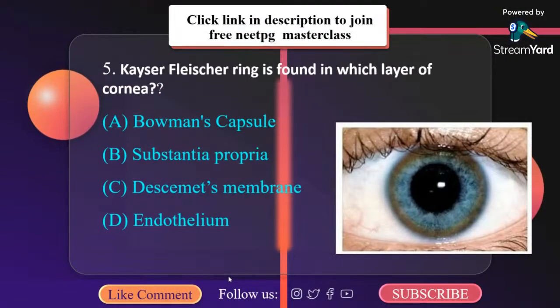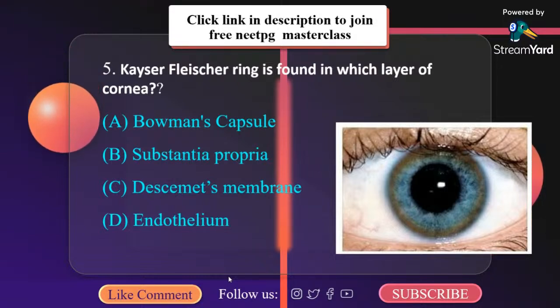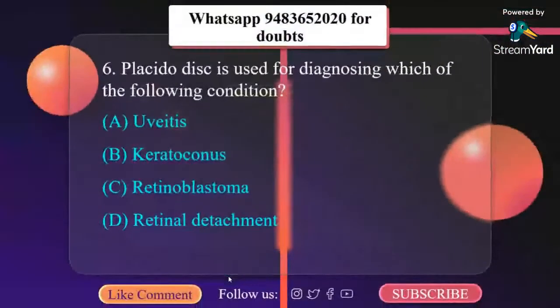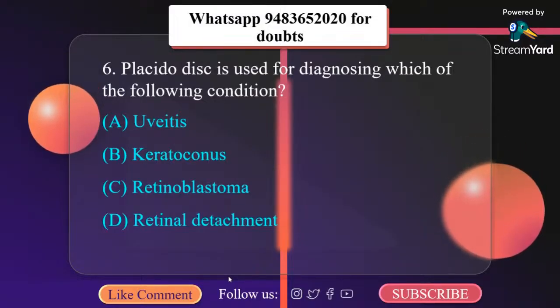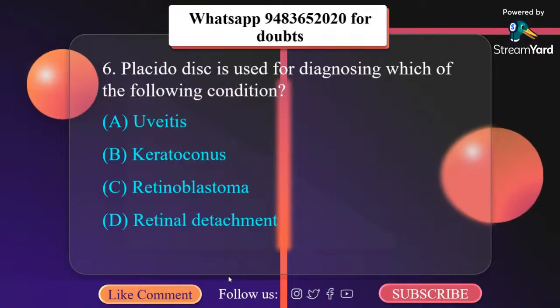Kayser-Fletcher ring is found in which layer of cornea? A. Bowman's capsule, B. Substantia propria, C. Descemet membrane, D. Endothelium. So the correct answer here is C, Descemet membrane. Placido disc is used for diagnosing which of the following conditions? A. Uveitis, B. Keratoconus, C. Retinoblastoma, D. Retinodesma. It is keratoconus.